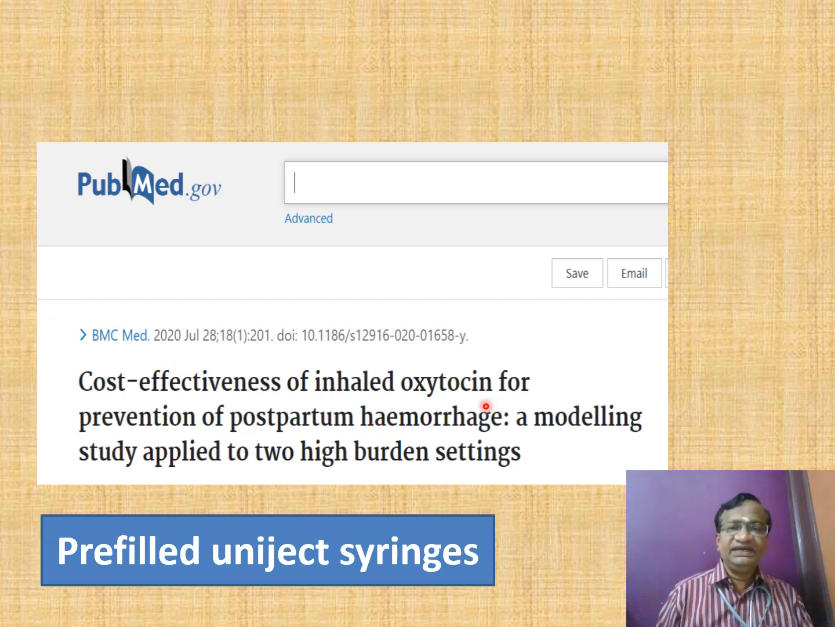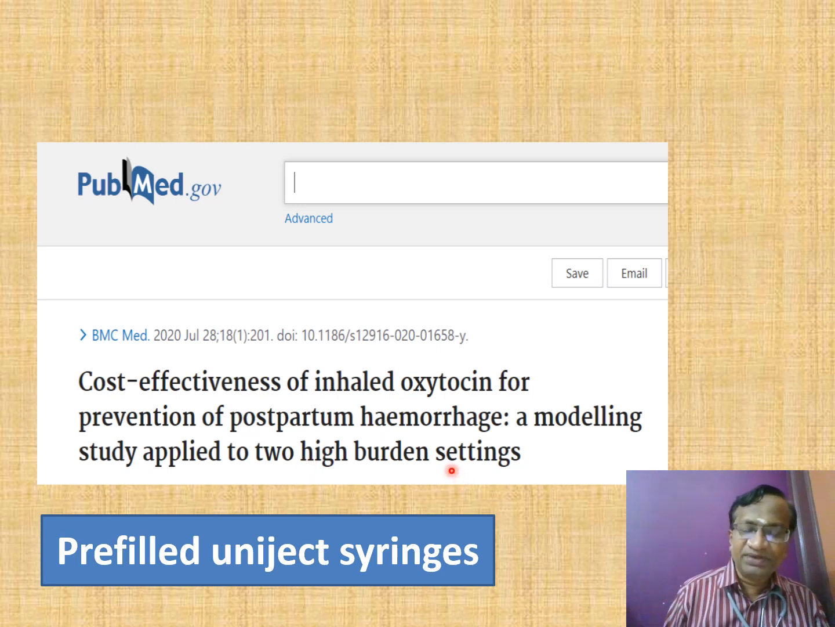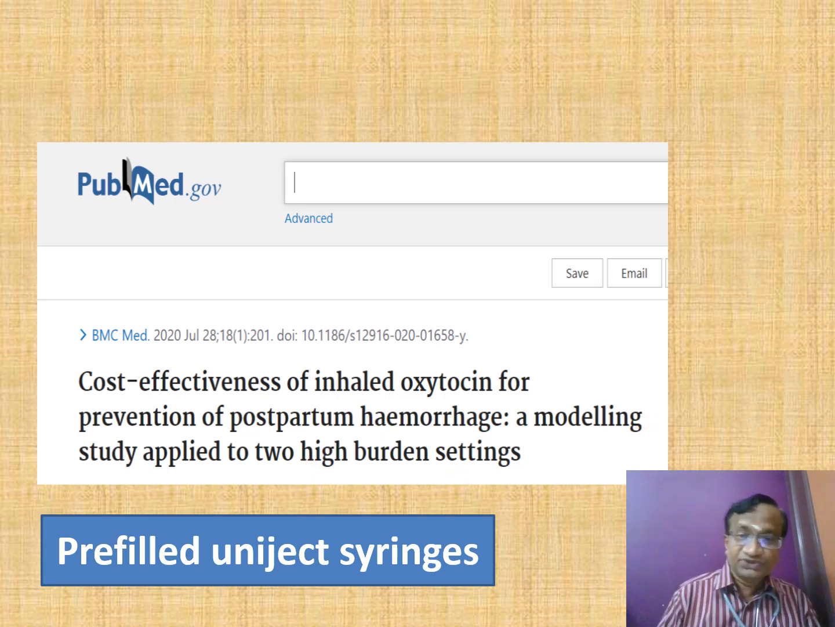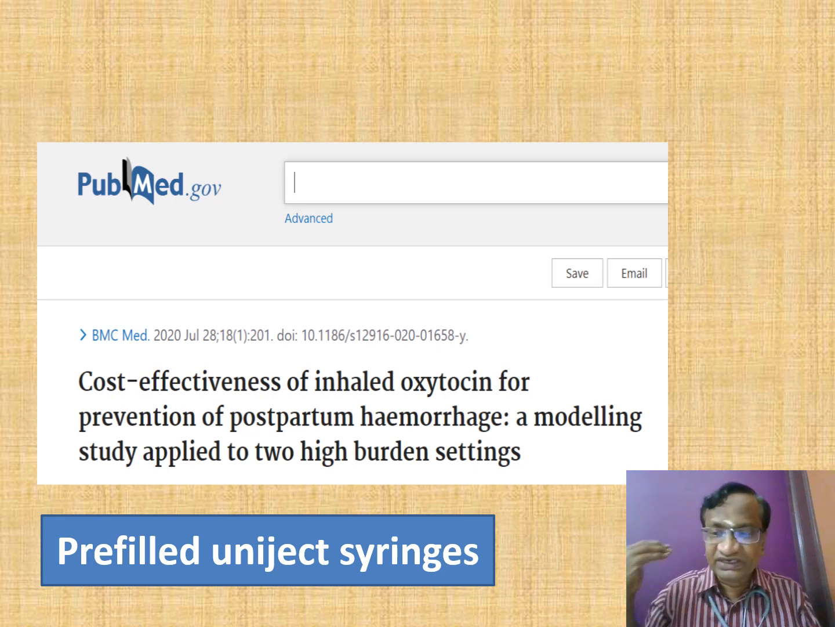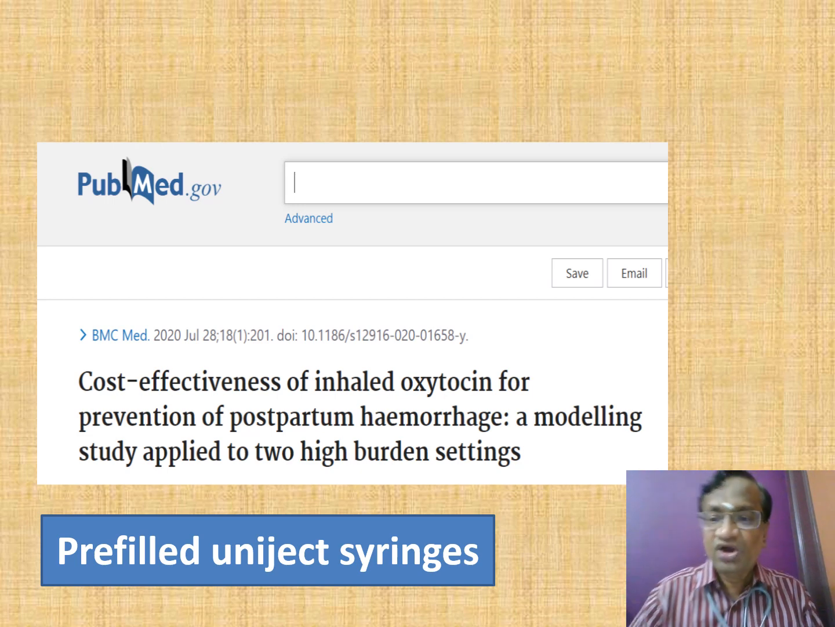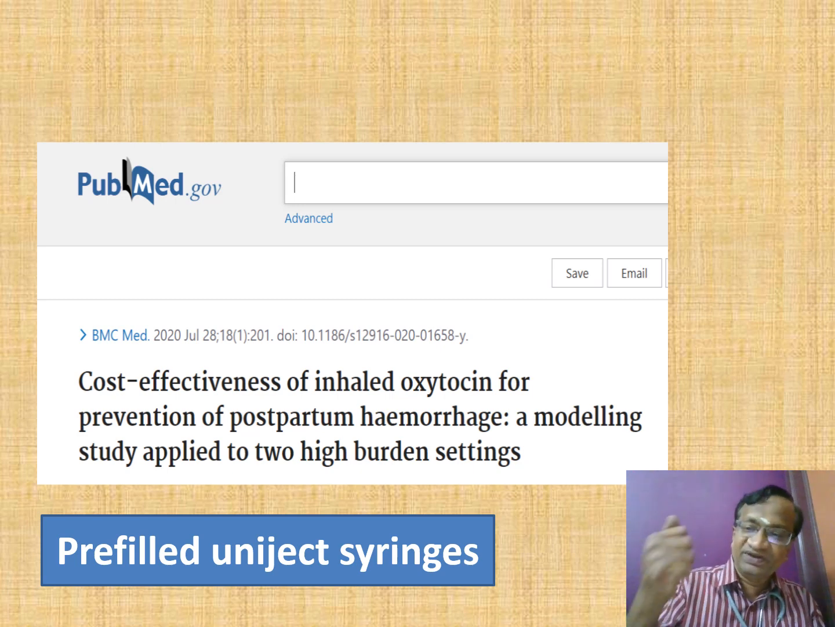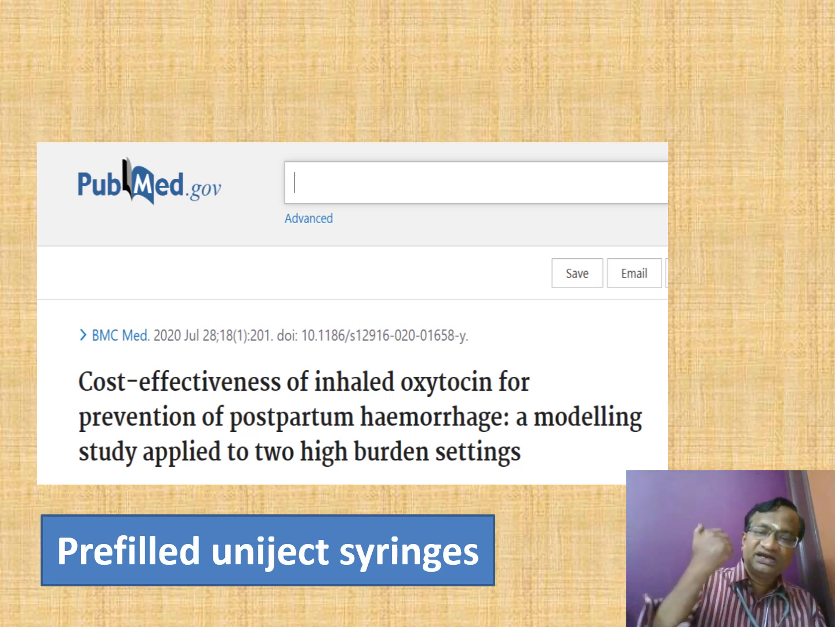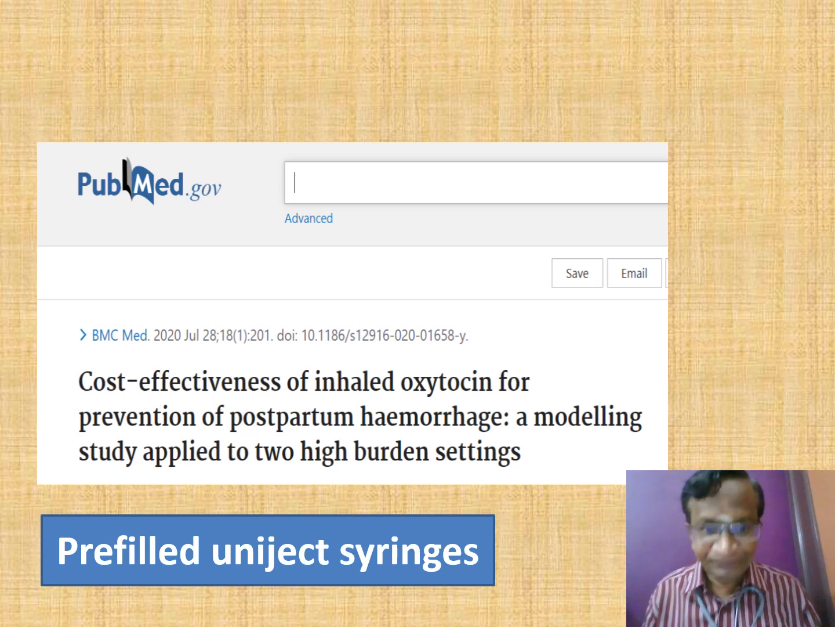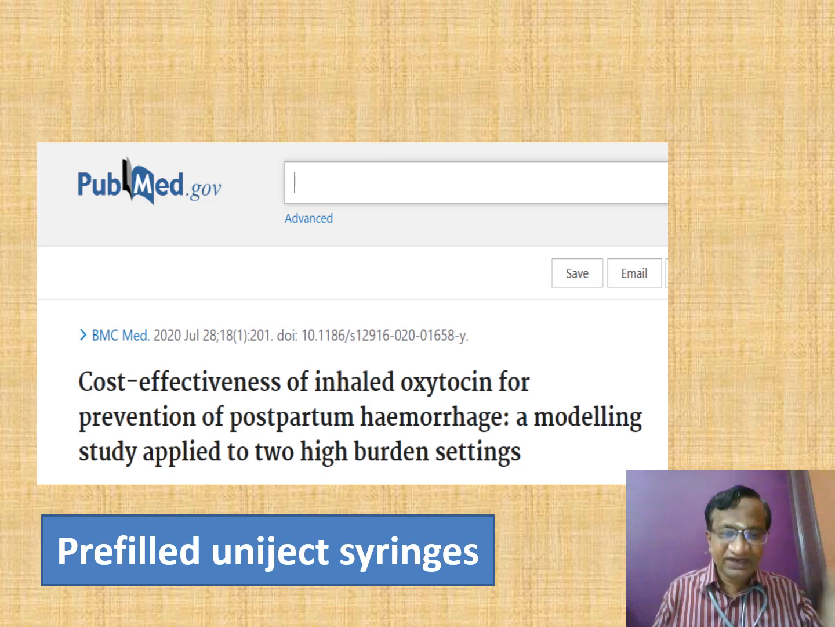There is something called inhaled oxytocin for prevention of hemorrhage, a modeling study for high burden settings, because we may not have time for other methods. We can also have pre-filled Uniject syringes in many developing countries like Egypt, Turkey, and others. What they do is give the pre-filled syringe to the mother, and as soon as the delivery happens, she injects herself. Sometimes a nursing supervisor may be there. So this is what pre-filled Uniject syringes and inhaled oxytocin are.